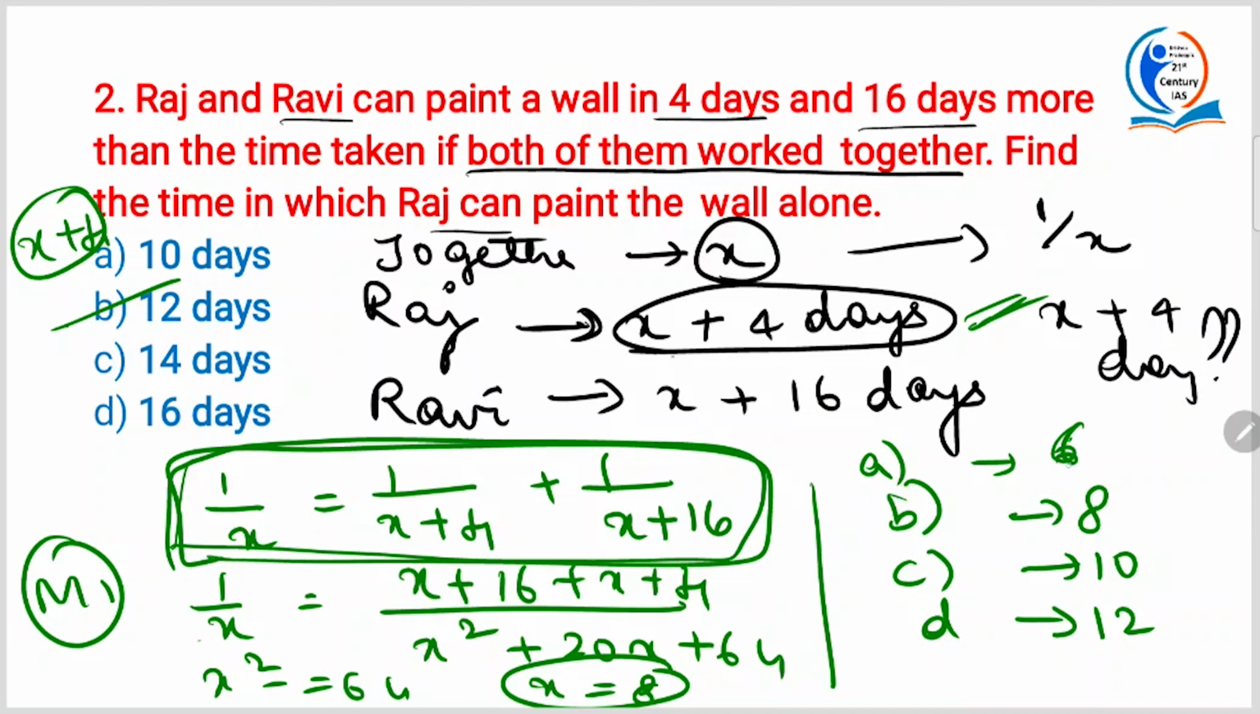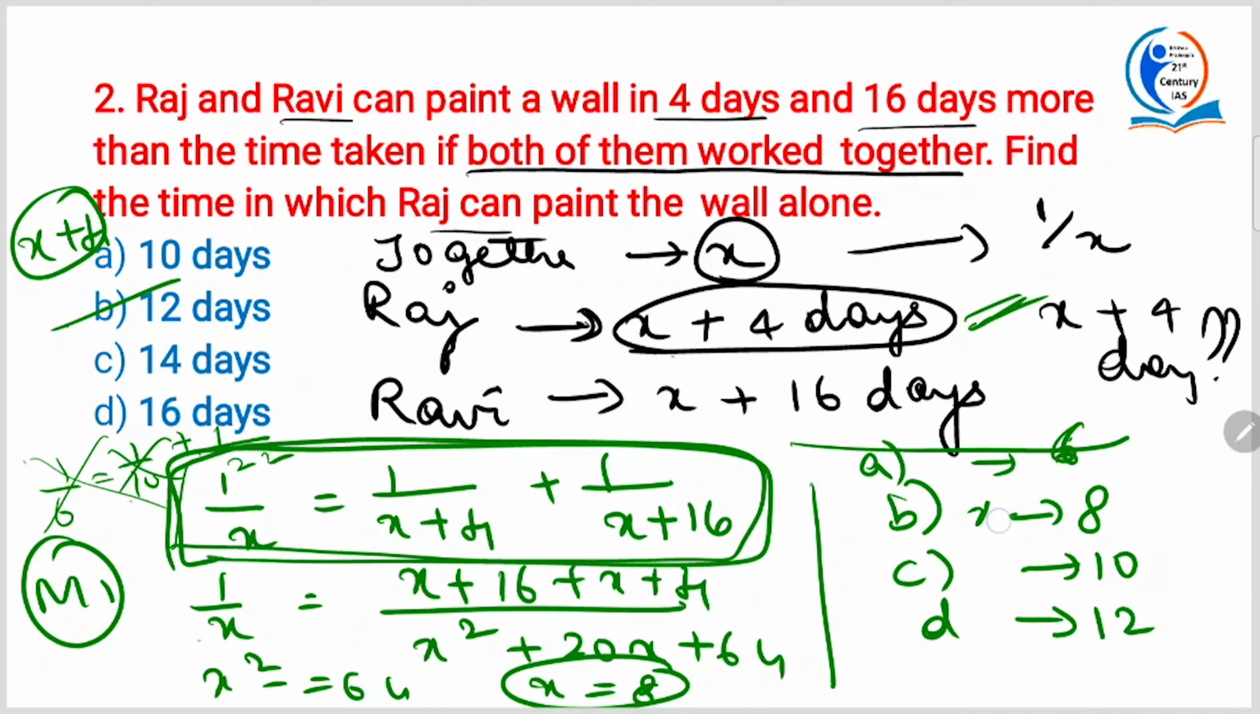Alright. So if you substitute 6, what will happen? Here you will get 1 by 6 is equal to 1 by 10 plus 1 by 16, plus 6 is 22. So here it is not fitting the equation. So option A is eliminated. Now come to option B.